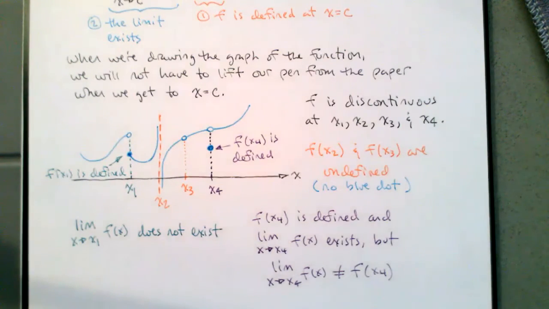The blue dot is not where it's supposed to be. So that's why I put the blue dot for x4 and I didn't put a blue dot for x3, because I wanted f to be undefined when x is equal to x3, but I wanted f at x4 to be defined.